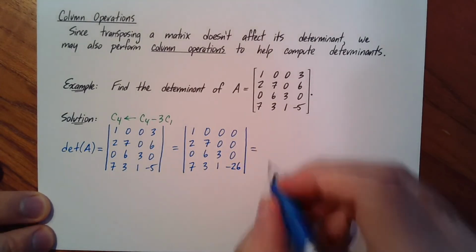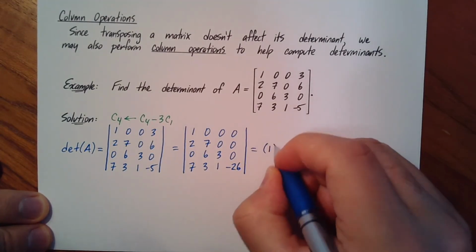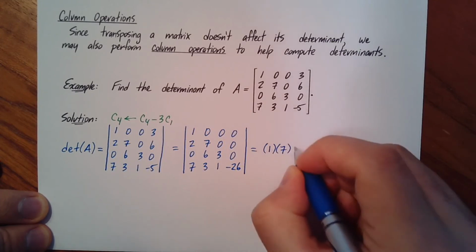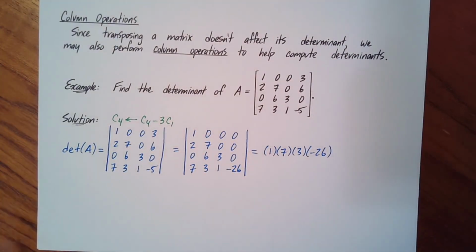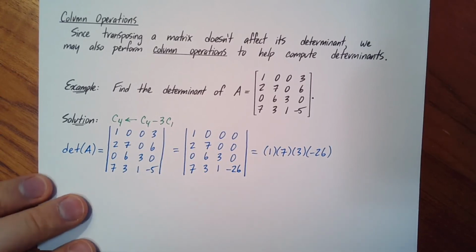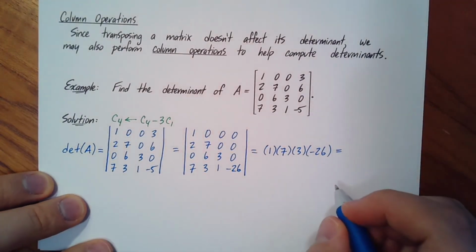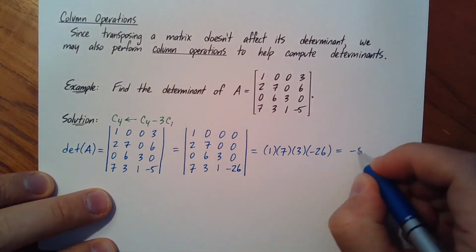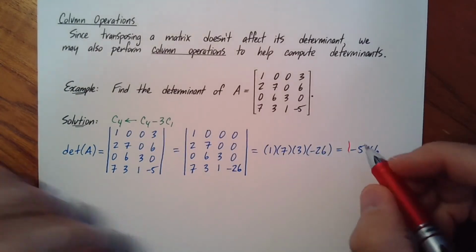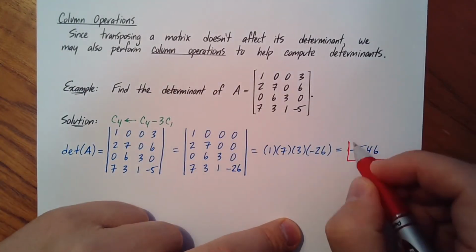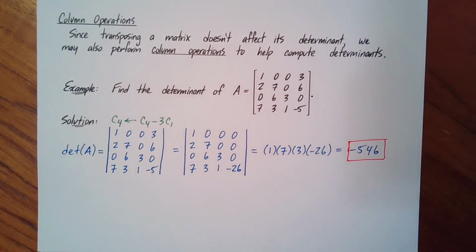So that's going to work out quite nicely. Our determinant, we're essentially done. It's just a little bit of arithmetic now: 1 times 7 times 3 times negative 26. Those are certainly big enough numbers that it's annoying to do by hand, and it's a bit much to do in your head, so don't feel bad about grabbing a calculator. If you grab a calculator, what you'll find is that you get negative 546. So that is an example of finding a determinant using column operations.